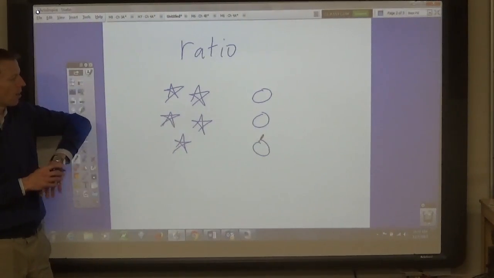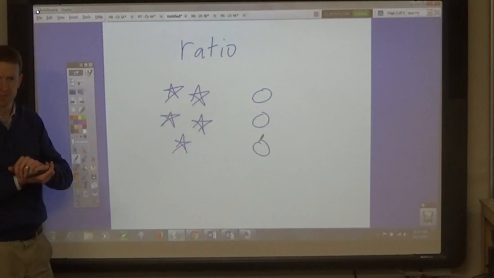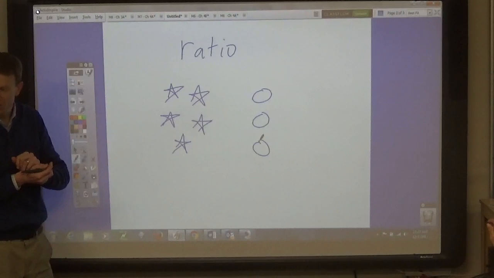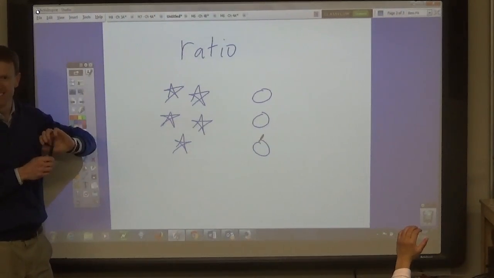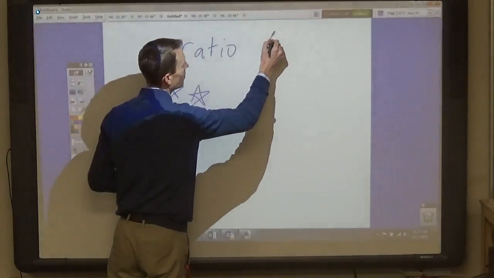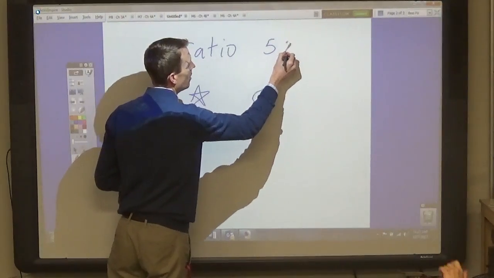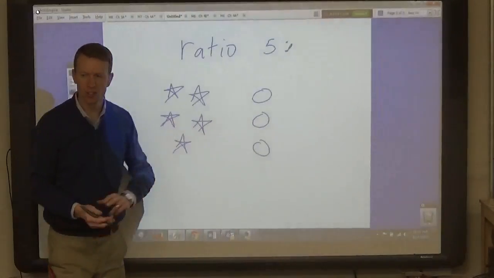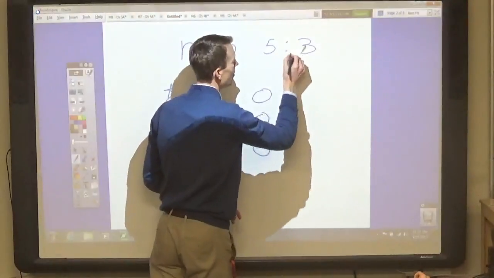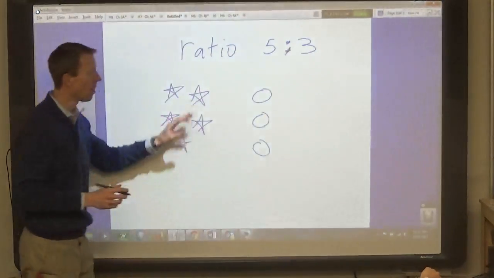How many stars are there compared to circles? How many stars are there? Count the stars, people. Matt? The stars. 5 stars. So the ratio of stars to circles, which is 3. Yep. The stars to circles are 5 to 3.